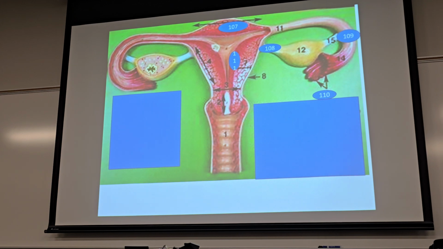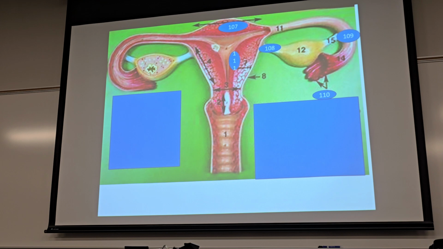Alright, what is 109? The ampulla. Right. Since it's general here, you can just say fallopian tube, oviduct, uterine tube. But if it says number 14, then be very specific. Infundibulum. Okay, what about 110? Fimbriae. Okay, what about 111? Endometrium. Alright, be specific, endometrium.